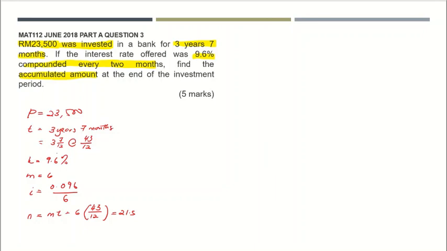Since this is a compound interest topic, you can use the compound amount formula to solve the problem. Using the compound amount formula, you have S is equal to P(1 + i) to the power of n. In this case, you want to find the value of S. So substituting the value of P equal to 23,500, and then i here is equal to 0.096 divided by 6, and then to the power of n is 21.5.